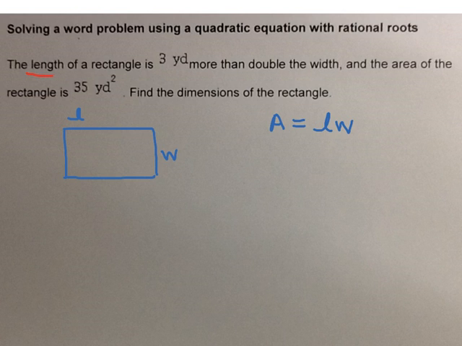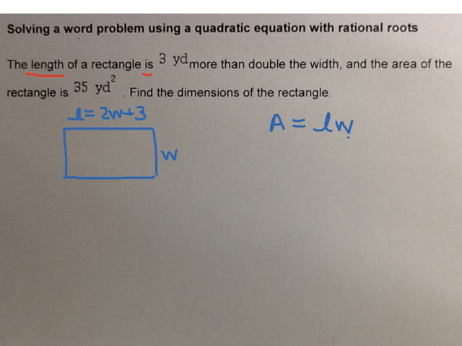It tells us that the length is, so "is" means equals, right? So our length equals, and it's 3 more yards than double the width. So if I double the width, which is 2 times W, that's twice the width, and it's 3 more yards than that, we add 3 to it. Okay, so now we know our length is 2W plus 3, and our width is W.